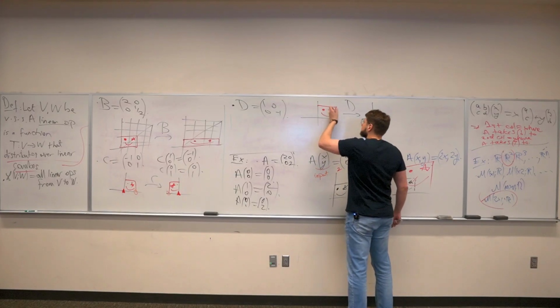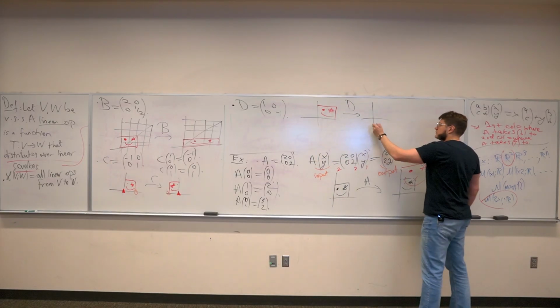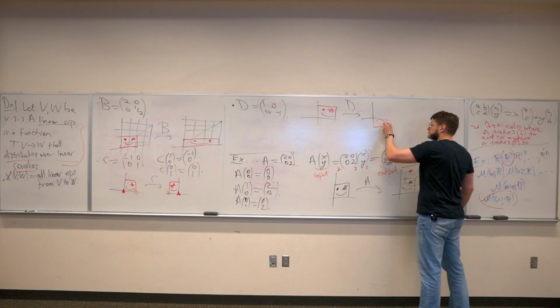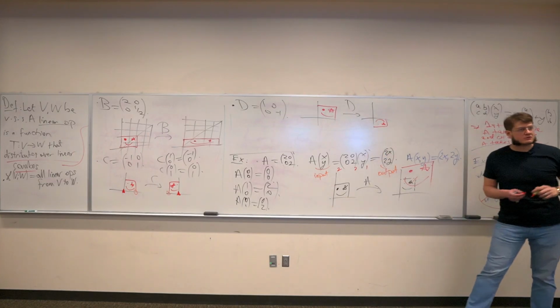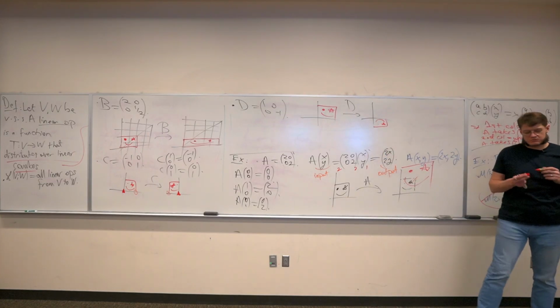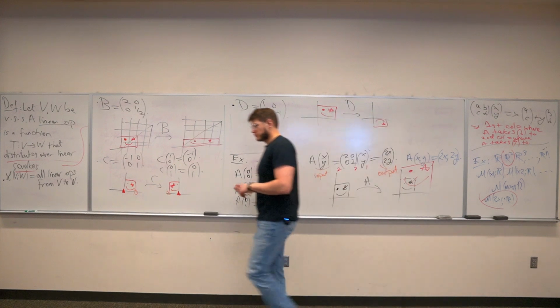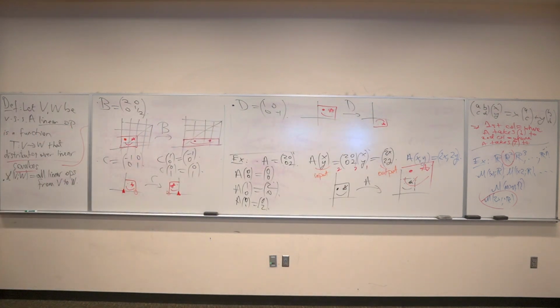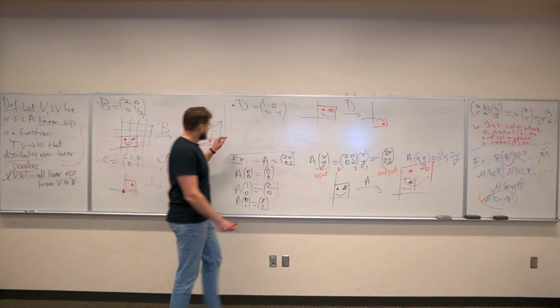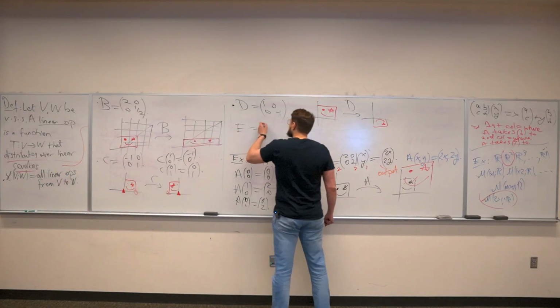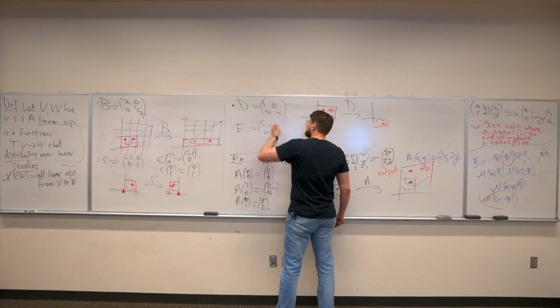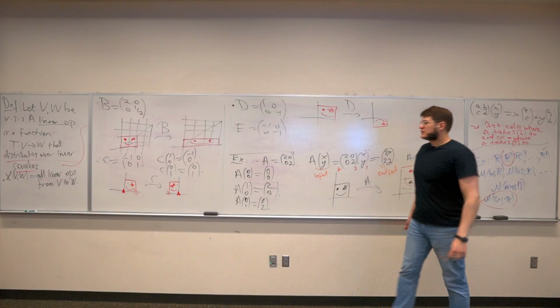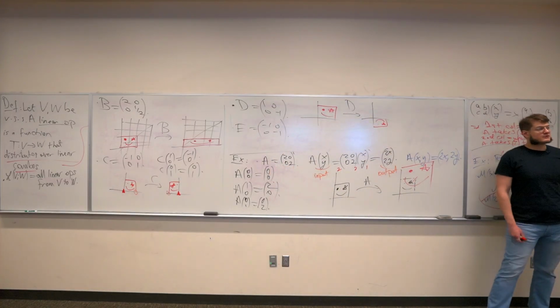If I start with something like this, flip, now you're like this. If I were to do, for instance, minus 1 on the diagonal, say E, it does both. It flips both the x and the y.